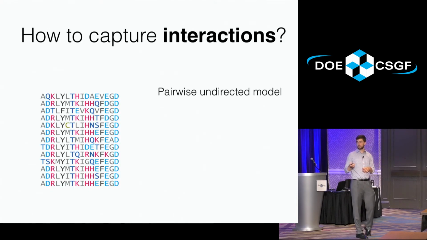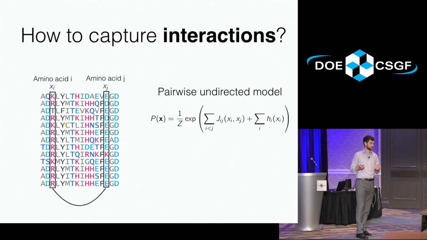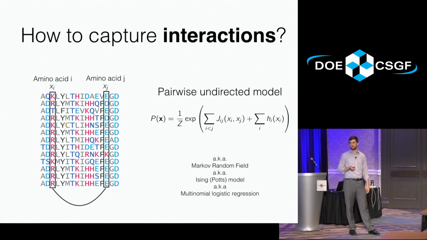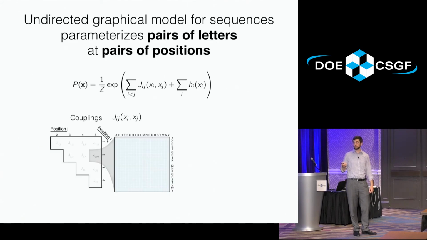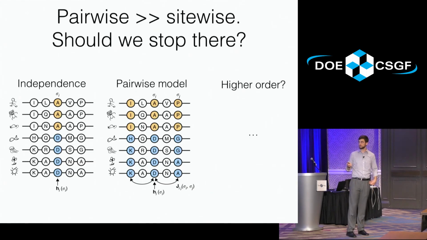Something that my PI got famous for, and that is used quite a bit in the field, is a pairwise undirected model, which I'm sure lots of you have already talked about and are pretty familiar with. It's a Markov random field, or an Ising model, or a Potts model, or otherwise multinomial logistic regression. You're setting site and pairwise terms for any given sequence in that multiple sequence alignment. What that looks like is that parameterized in here are the preferences for the sites and pairs.